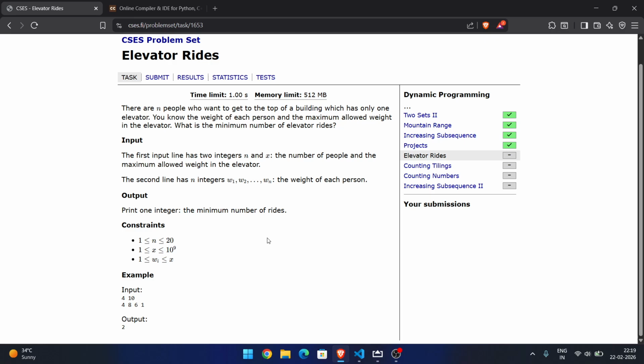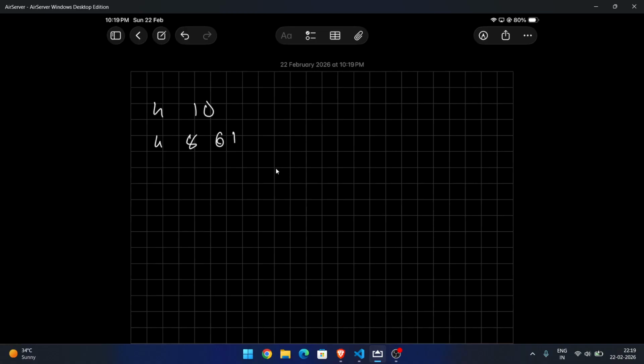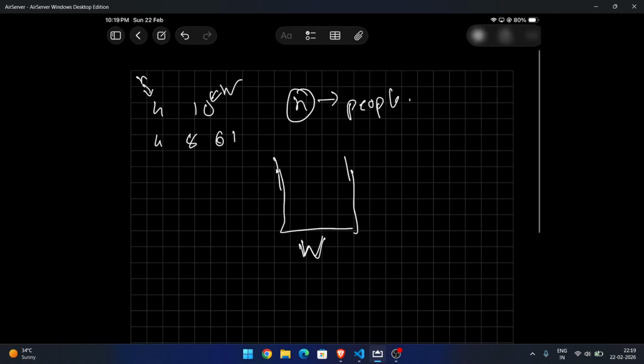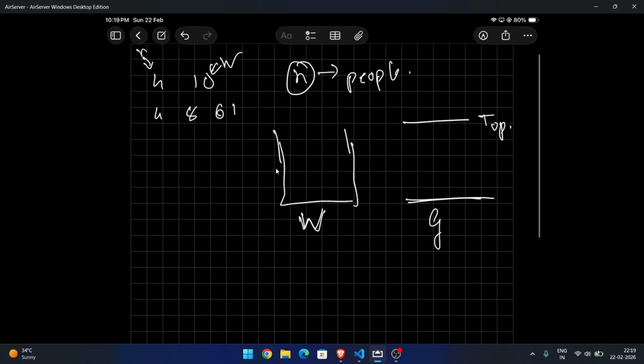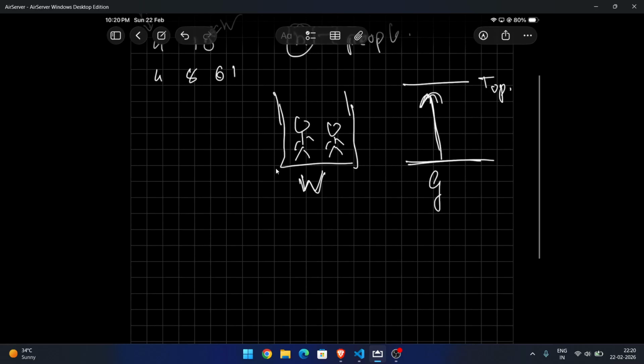Let me first write down the input. Okay, so what are we given? We are given some people, and there is a lift which can hold a maximum of W weight. And we want to move every person from the ground floor to the top floor with this lift. So now we can put some people in the lift and send them upwards. So what is the minimum time we want? We want to use the lift a minimum number of times.